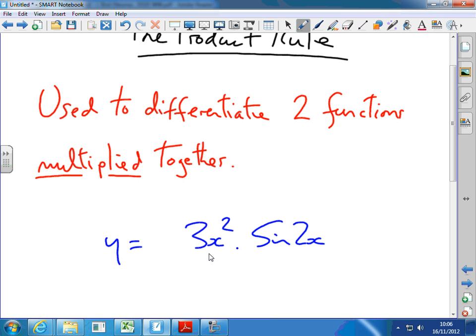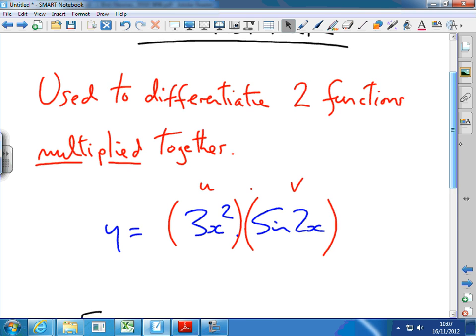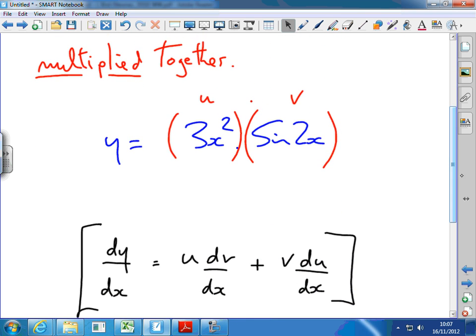What I do is I let the first function equal u, so you could put a bracket round it and call it u, and the second function v. So I just split it into two parts, so therefore y equals u times v. And then the product rule says this, and it looks quite complicated when you see it. It says that the differential dy by dx is u, which is the first bit, multiplied by the differential of v, plus v multiplied by the differential of u. And that's the product rule.